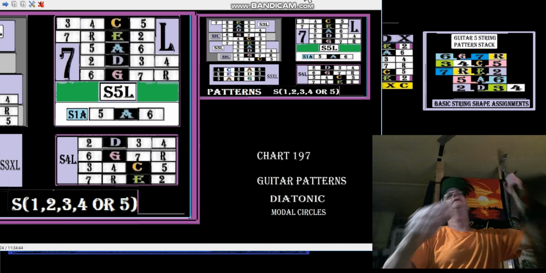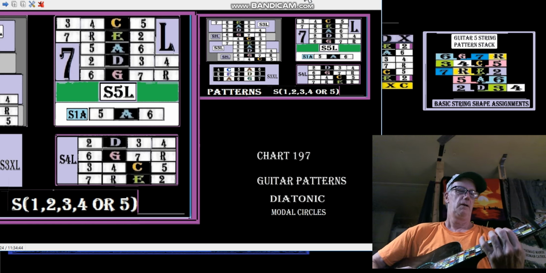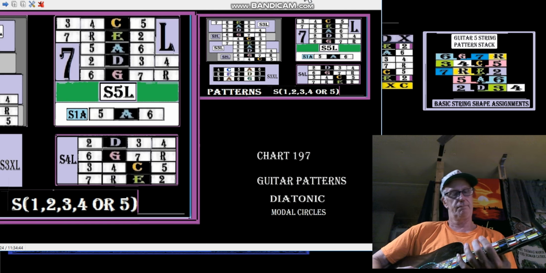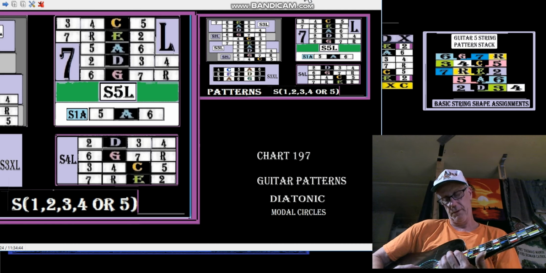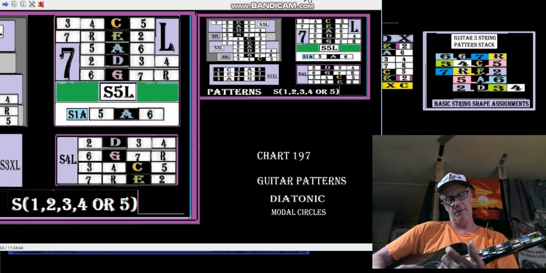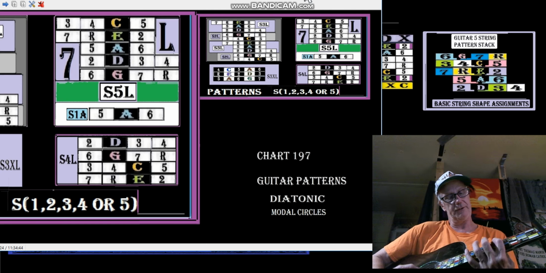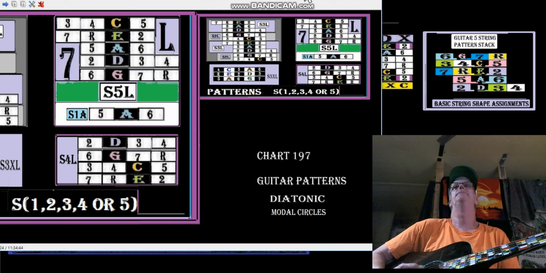Starting on D, I'll just play them up. 2 3 4, 5 6. Okay, 7 root 2. 3 4 5, and then from 3 4 5 we go like 6 7 root. That's an octave below this way up here.